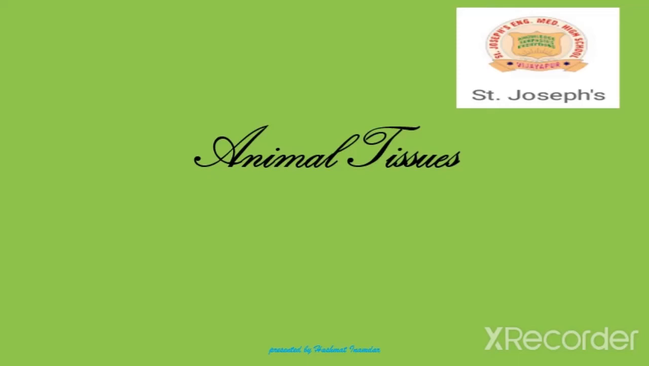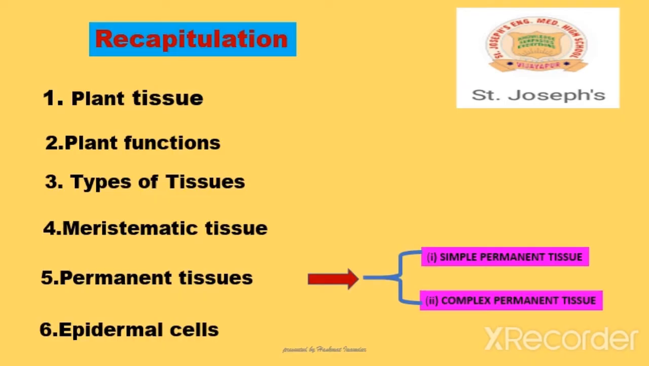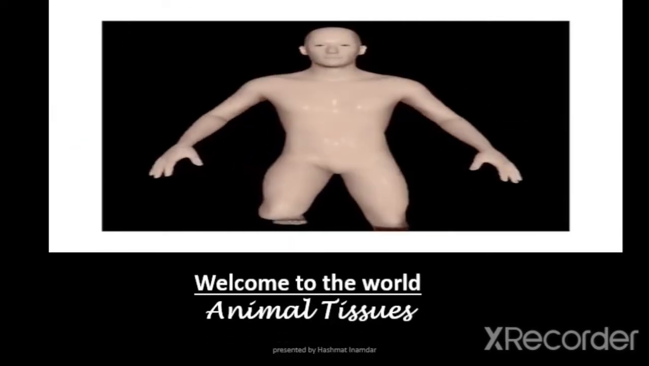Hello students, in this session you are going to learn animal tissues. Before that, let us recapitulate what you have learned in the previous session. You have learnt about the plant tissues, their functions, and based on the function, the types of tissues, that is the dividing tissues known as meristematic tissues and the permanent tissues, non-dividing tissues, as well as the epidermal tissues. So in this session you are going to learn about animal tissues.